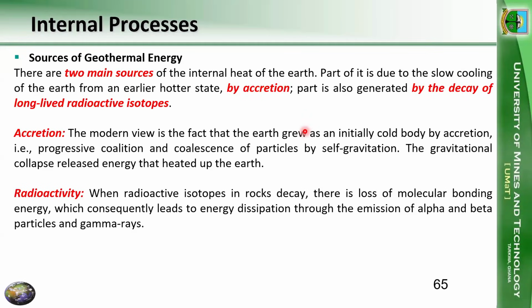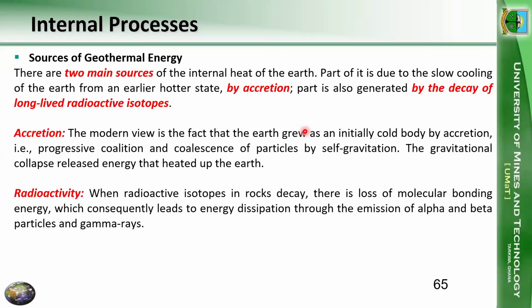So it means that we have this gravitational collapse joining the particles together, right? You remember from your nebula hypothesis. And this released energy that heated up the Earth. So that's by accretion. And then the second one is radioactivity. We know radioactive decay causes a lot of heat energy to be dissipated through the emission of alpha and beta particles and gamma rays. So those are the two main sources of geothermal energy.